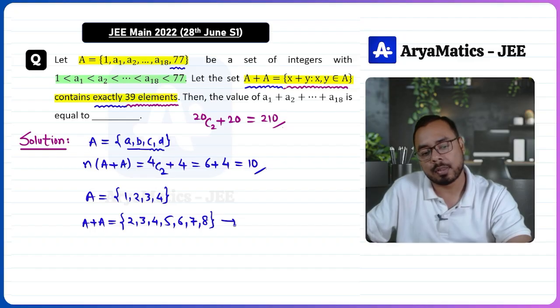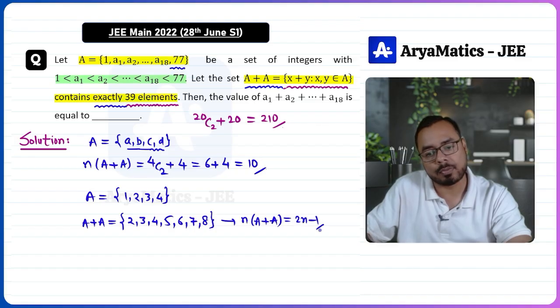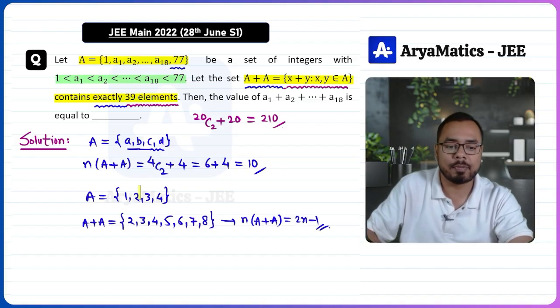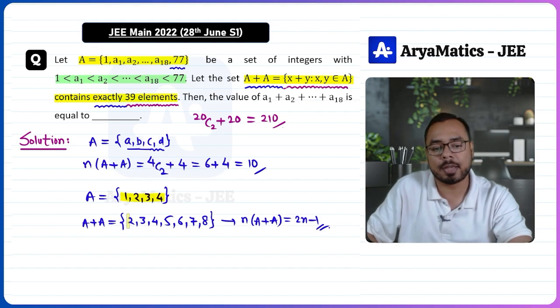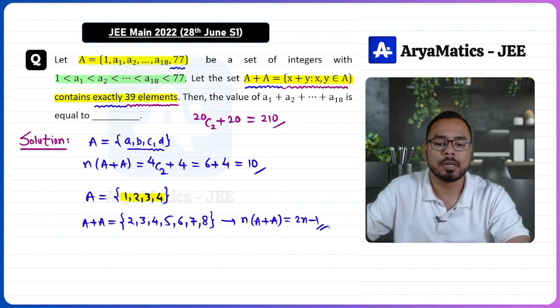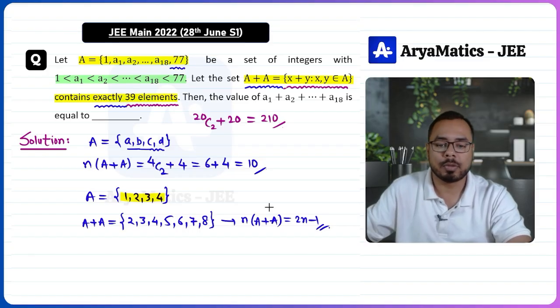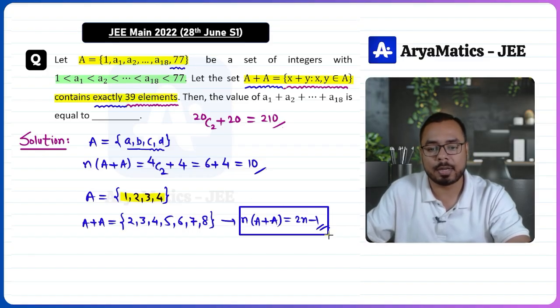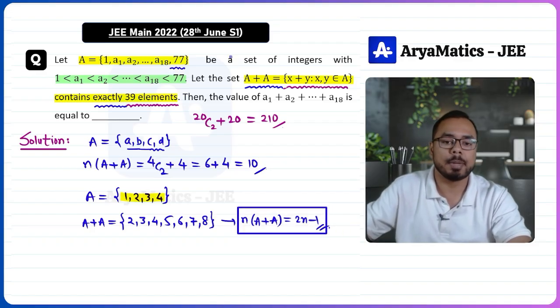Right? So now the number of elements that we are getting in A plus A, this is 2n minus 1. Right? In set A, we had 4 elements. In A plus A, we are getting 7 elements. So number of elements in A plus A, this is 2n minus 1. So basically here many of the terms they will combine to give a single element, right?